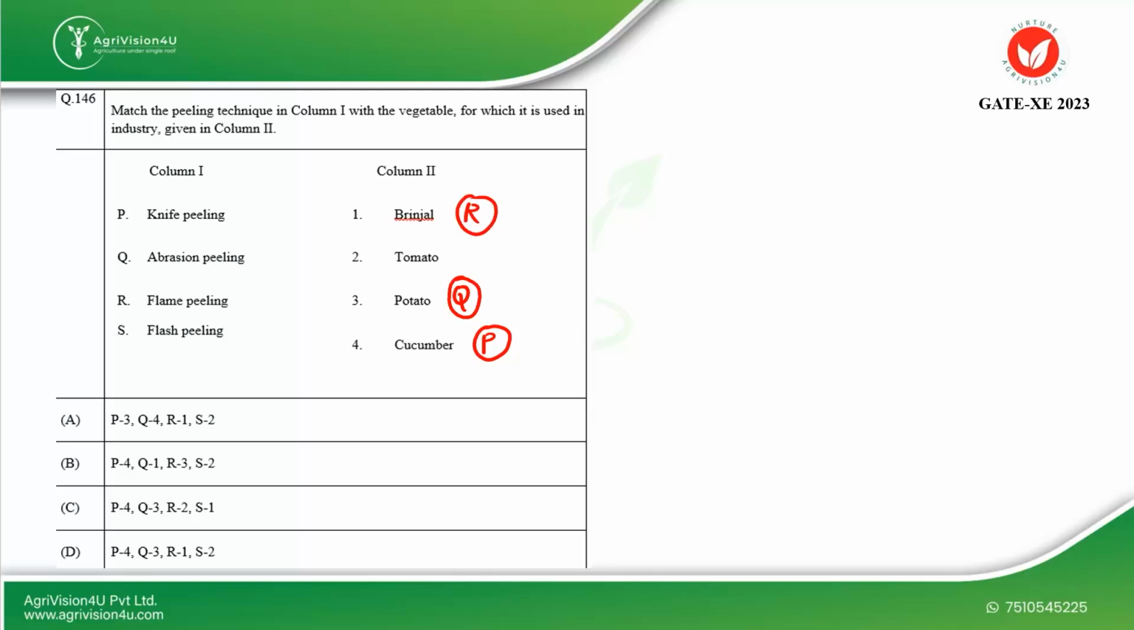And next, flash peeling. So this technique basically involves quick immersion of the vegetable in hot water, or we can say steam, to loosen the skins, which is followed by a cold water rinse. It is commonly used for... so which option is correct? Option number D, P4, Q3, R1, S2.